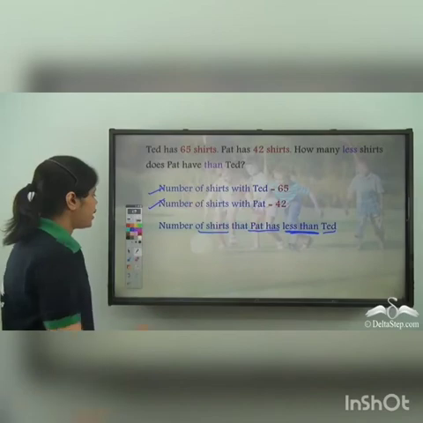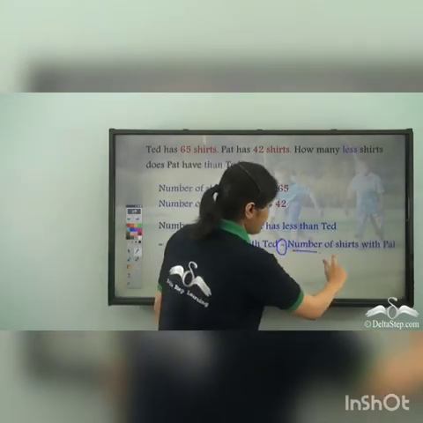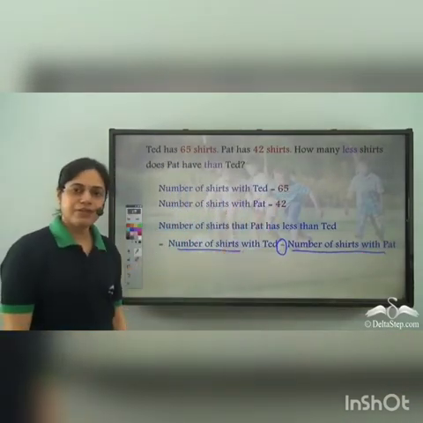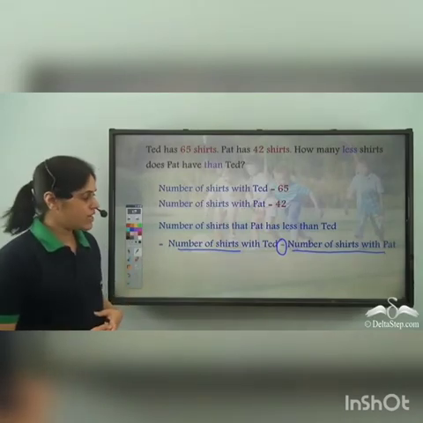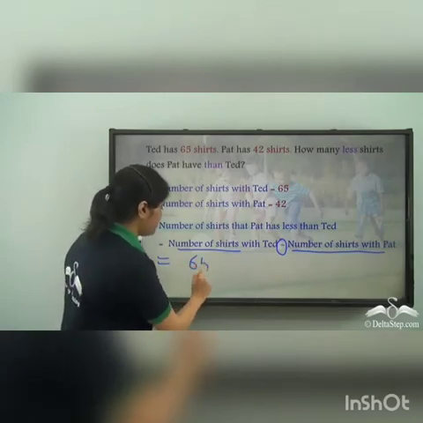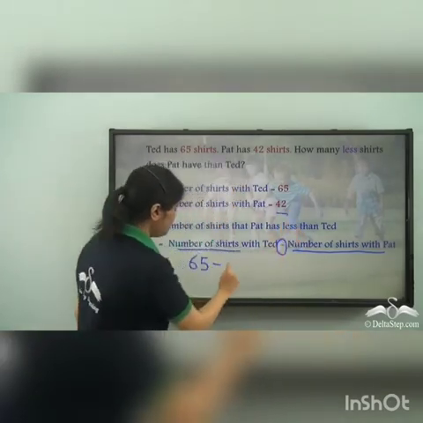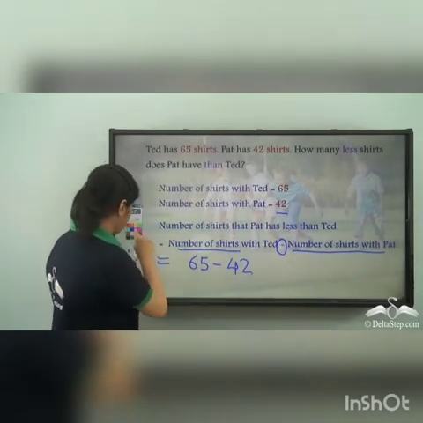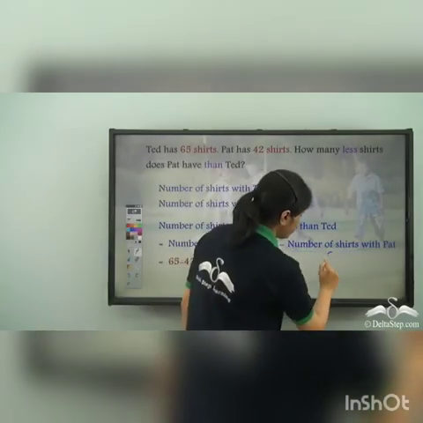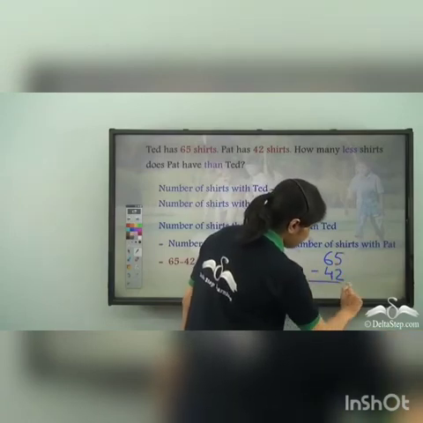So I need to write number of shirts with Ted minus number of shirts with Pat. This is what I have. What is the number of shirts with Ted? The number of shirts with Ted is 65 minus number of shirts with Pat is 42. So this is what we need, 65 minus 42. Now let's subtract these two, 65 minus 42.